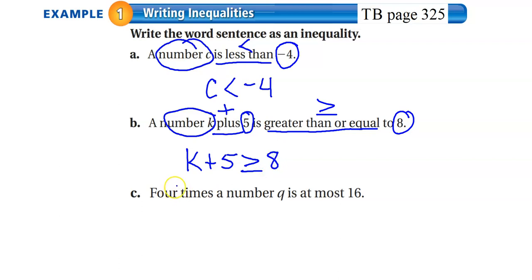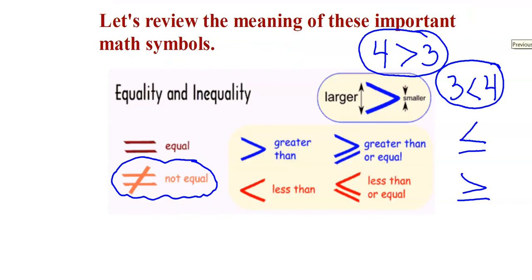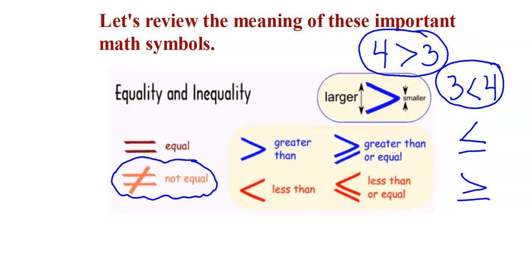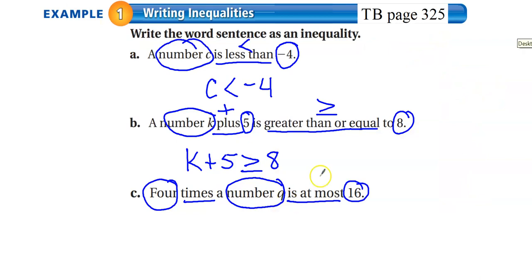And the last one, I'm going to circle 4, a number Q, and 16. And I'm going to underline times and is at most. Ooh, is at most. Okay, that sounds like that maximum. So I might want to go back to my chart and remember if I have a maximum, it's going to be this symbol, is less than or equal to, because your number can't go over that. So I'm going to put in the less than or equal to.